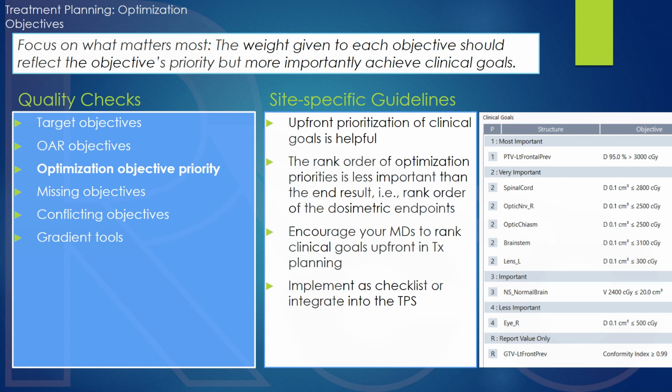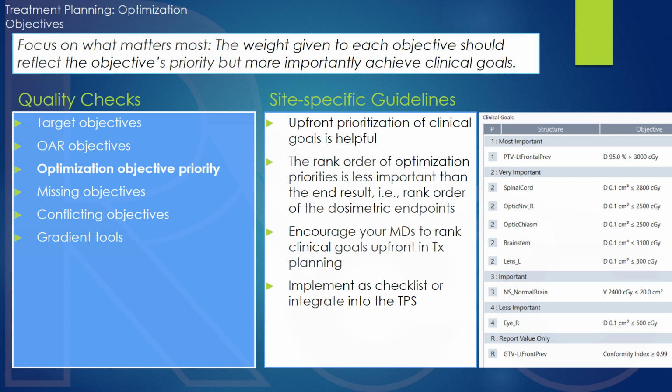Okay, and so what else do we need to do? Well, we should focus on what matters most. And by that, weight should be given to each objective to reflect the priority of that clinical goal. And so here's an example showing rank order of the importance of the clinical goals in terms of target coverage and sparing of organs at risk.